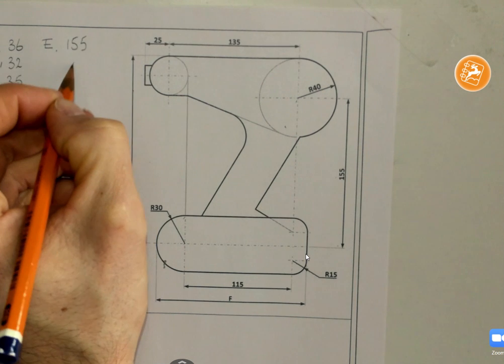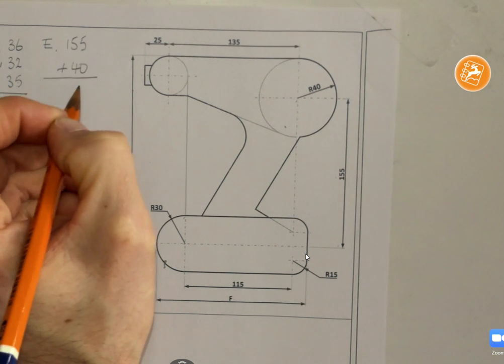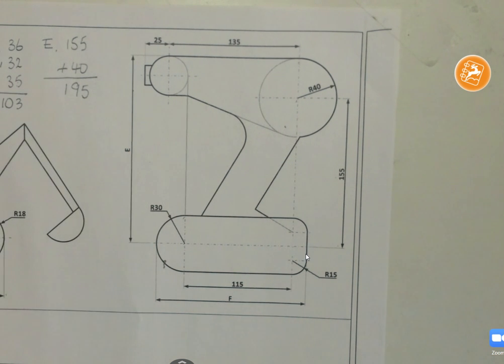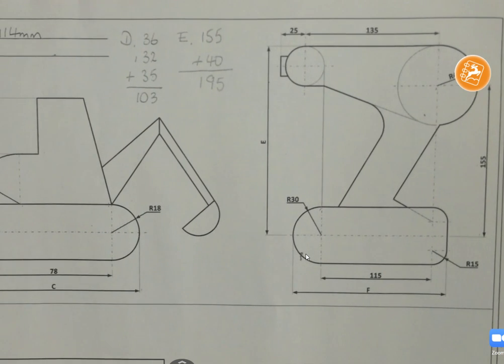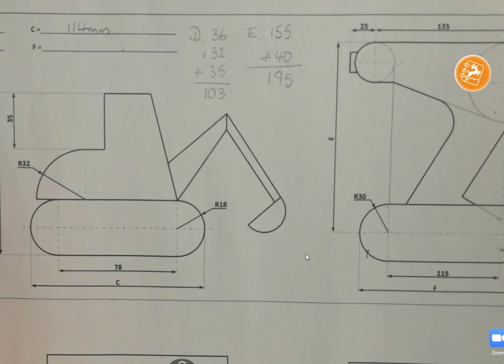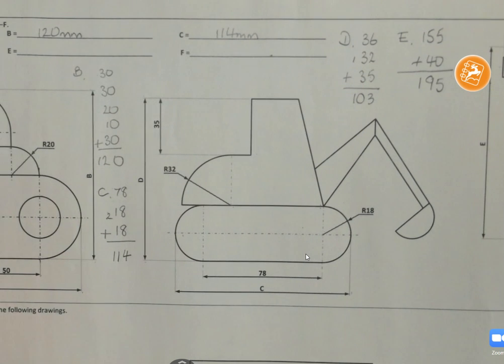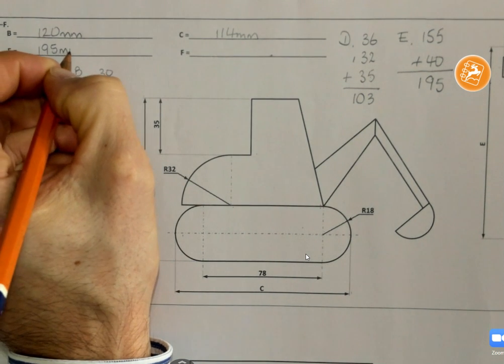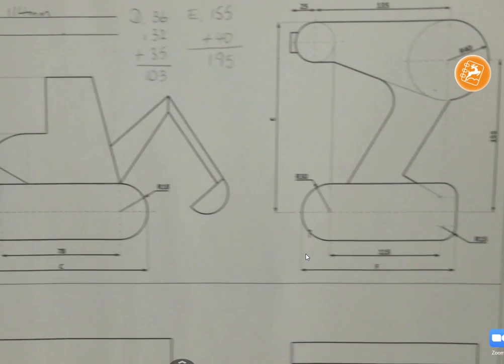155 plus 40. Bring down the 5. 9, 1. Okay, so 195 is F. Sorry, E. It's E. Apologies. Okay, so we have E. So we're going to write down 195 millimeters.